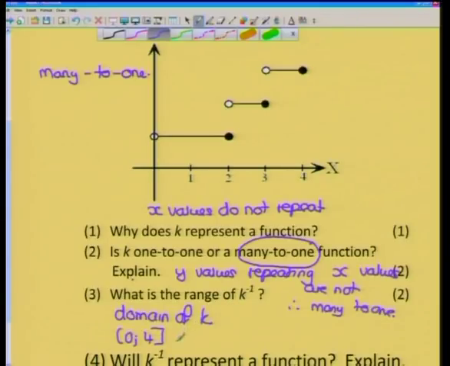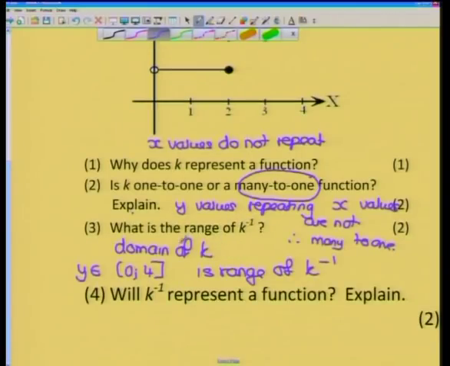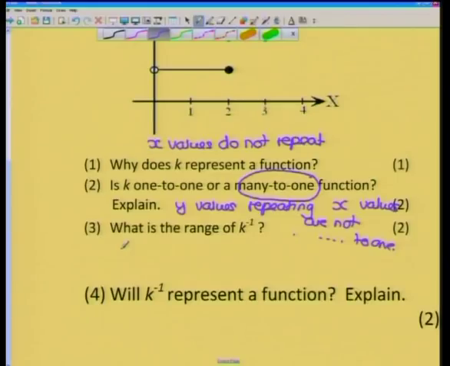Now that was the domain of k, but we want the range of k to the minus 1. So therefore it's going to be the same set. It's the range of k to the minus 1. Notice I didn't worry about whether I actually had the domain or the x values or anything. I didn't redraw it. I didn't do anything. I just used my understanding of how an inverse works. And it's fine if you want to go the long way and actually go and draw it and then get the answer. Let's just write it out a little bit more neatly. So it's going to be y, an element of 0, not included, to 4 inclusive.